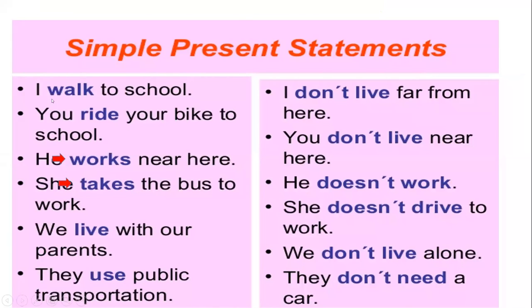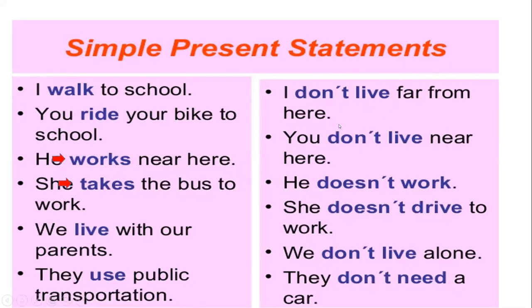The simple present statements are elaborated with a main verb. For example, the ones that are here in the blue color are main verbs. For example, I walk to school. You ride your bike to school. He works near here. Look that when we use he or she, the main verb needs to add a letter S. And today we are going to study the rules on how to form the simple present with a third person. She takes the bus to work. We live with our parents. They use public transportation. But also we have negative statements.